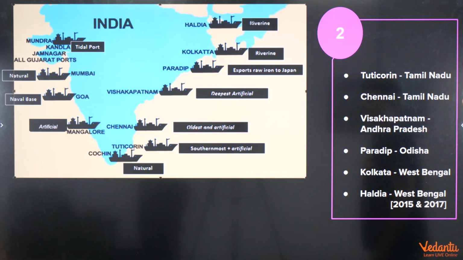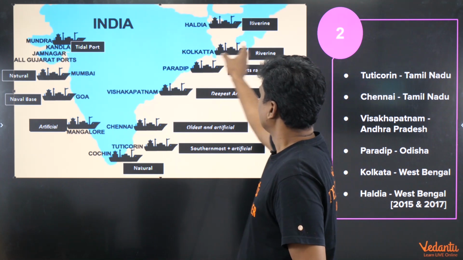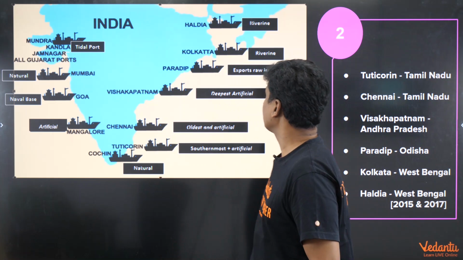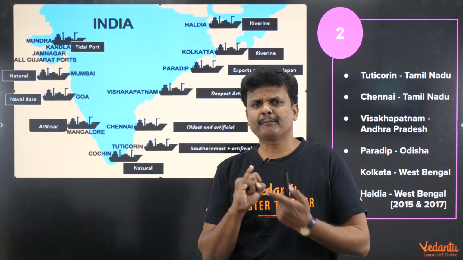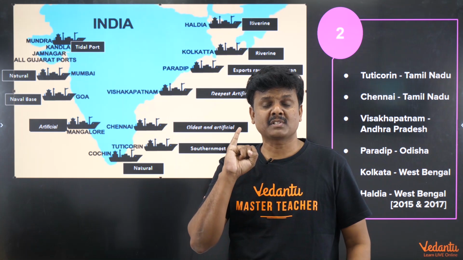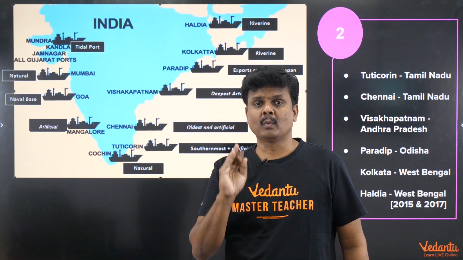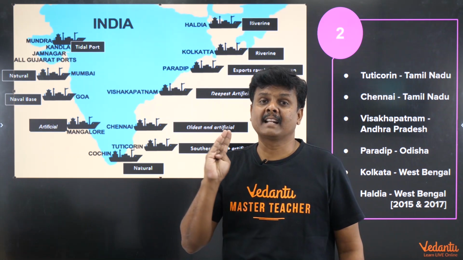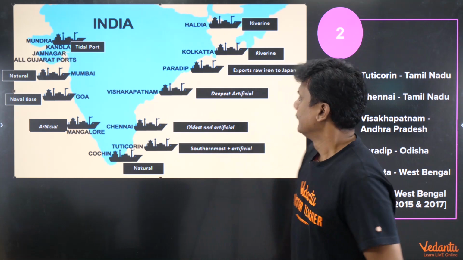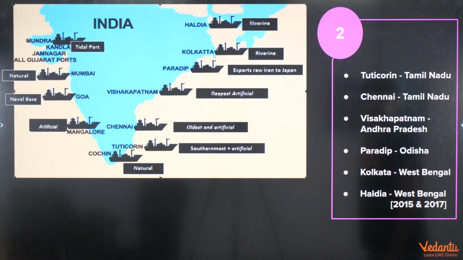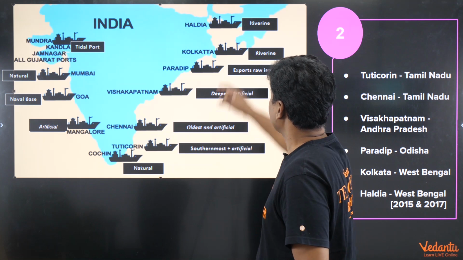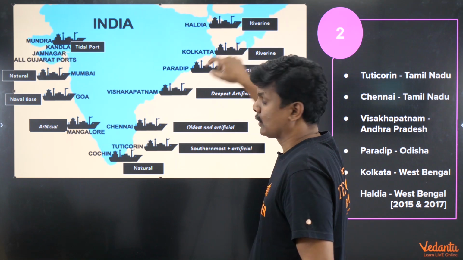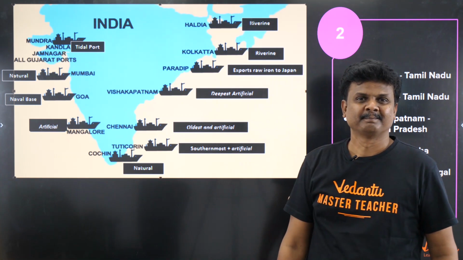And then Kolkata. Kolkata has a port. It's a riverine port. By the way, all of you should focus on what is tidal, what is natural, what is artificial, what is a riverine port. Then we have Haldia in West Bengal. In West Bengal, we have 2, guys. One is Haldia, again a riverine port, and Kolkata, again a riverine port. Are you clear?